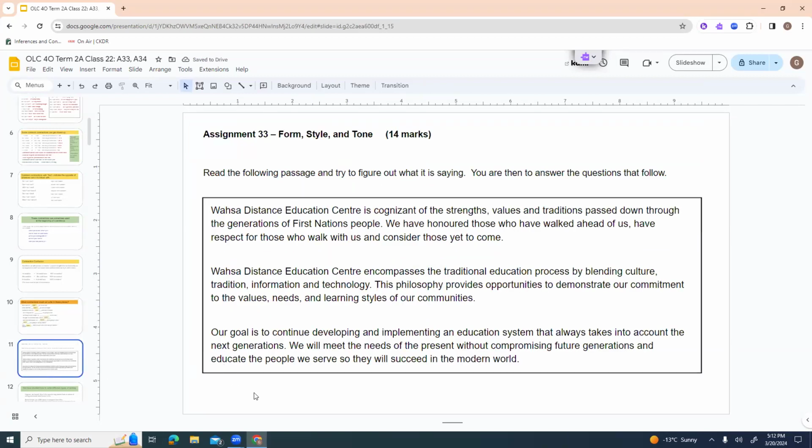So moving on to our assignment. Assignment 33 is about form, style, and tone. It's worth 14 marks. So we're going to read the following passage and try to figure out what it's saying, and then answer the questions that follow about the form, style, and tone for it.